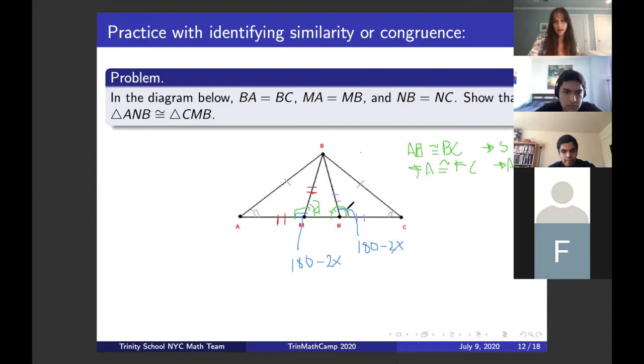Well, we know that this angle right here equals this angle right here, because we did some subtraction and figured it out. We also know that this is one straight line. So something cool we didn't talk about before: if this is 180 minus 2x, then this equals 180 minus (180 minus 2x), because it's a straight line and these two angles have to add up to 180 degrees. So we can call this 2x, and this 2x. And thus, this angle right here equals this angle right here. We'll call this angle BMC, and that's the same as saying angle BNA.